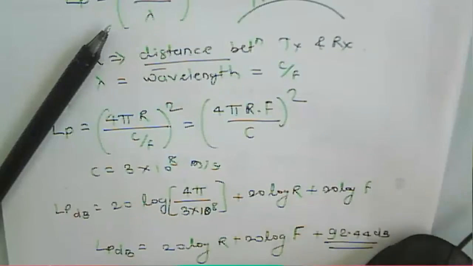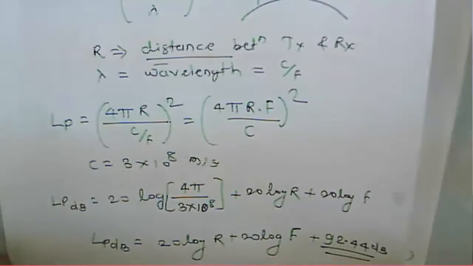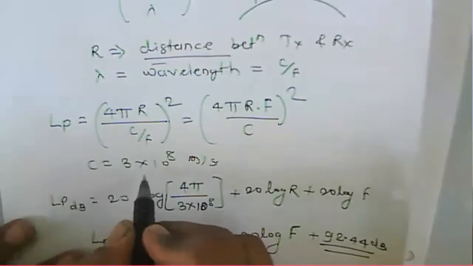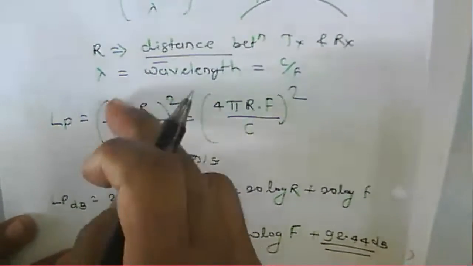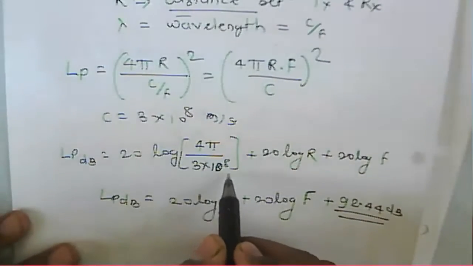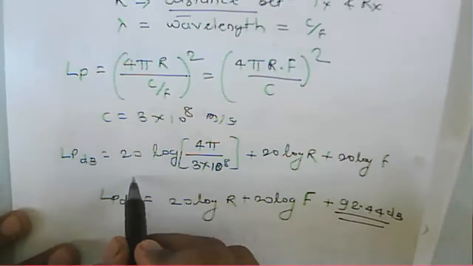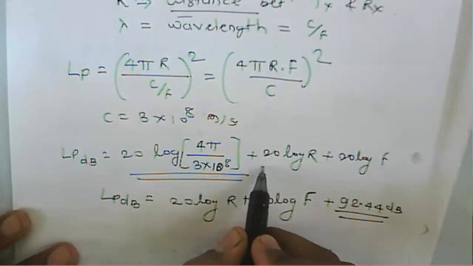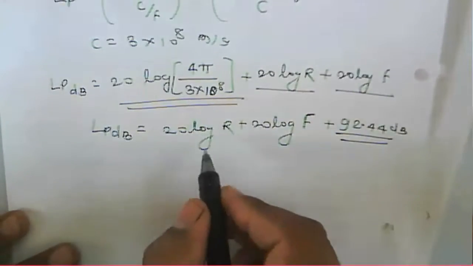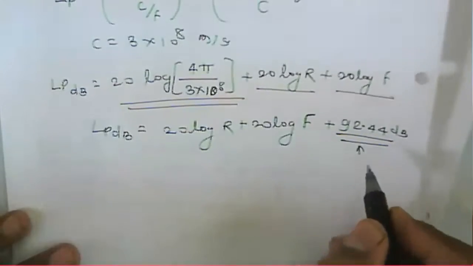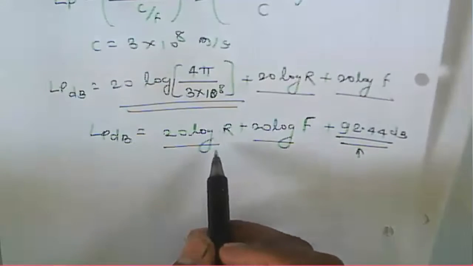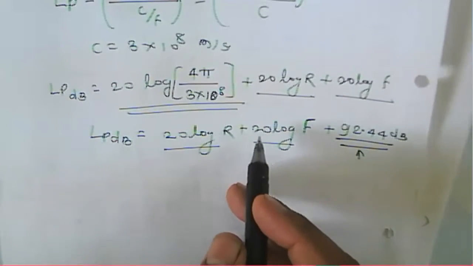So now, if you write the value for this velocity of light, 3 into 10 power 8, and then further solve this path loss equation in terms of dB, that will be 20 log of 4 pi by 3 into 10 power 8. This one is a constant factor. 20 log of r is the distance, 20 log of f is the frequency, that is the uplink frequency. And this term is nothing but 92.44 dB. And this one is the term for your distance and the frequency.